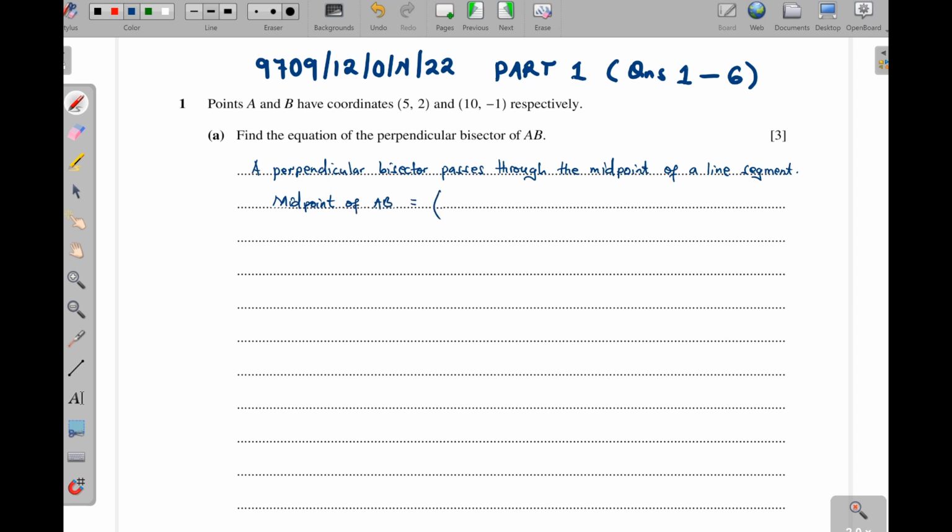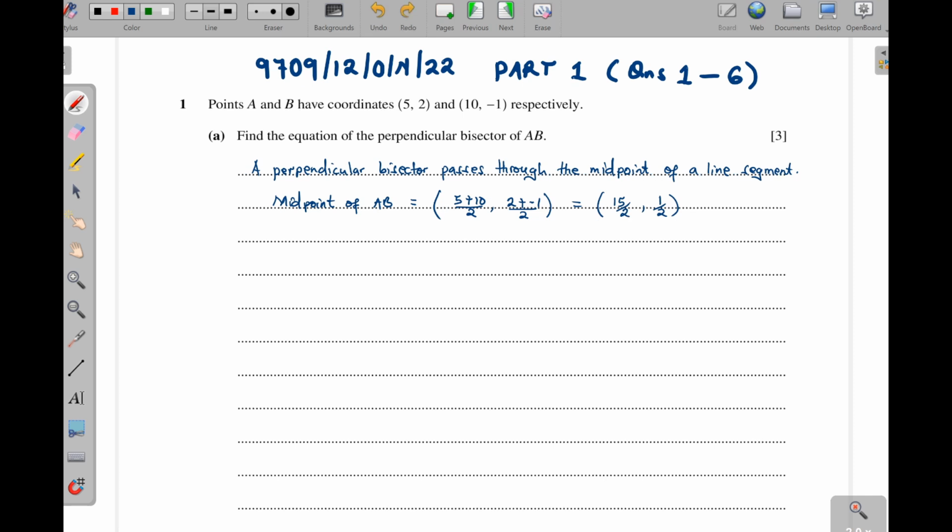this one has to be equal to, this is 5 plus 10 divided by 2, and then we have 2 plus -1 out of 2. This one will give us 15 over 2, which is 7.5, and then this other one will be 2 minus 1, that will be a 1, so it's a half. Remember, to find the equation of a straight line, we need at least one point through which a line passes, and also the gradient of that line.